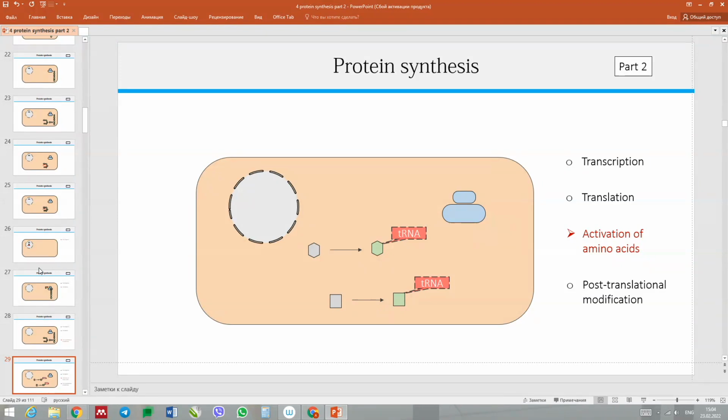And another important point that I want to highlight is that each amino acid has its own specific type of transport RNA. So one transport RNA that is responsible for transportation of, let's say, serine will not be connected with another amino acid, let's say proline. For serine, there is one highly specific type of transport RNA. For proline, another one. For tyrosine, yet another one, and so on.